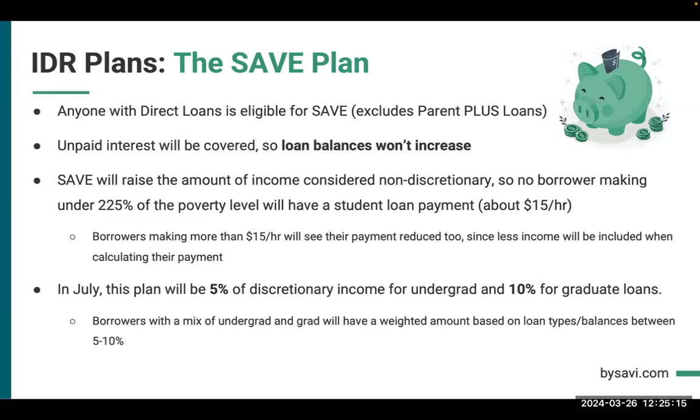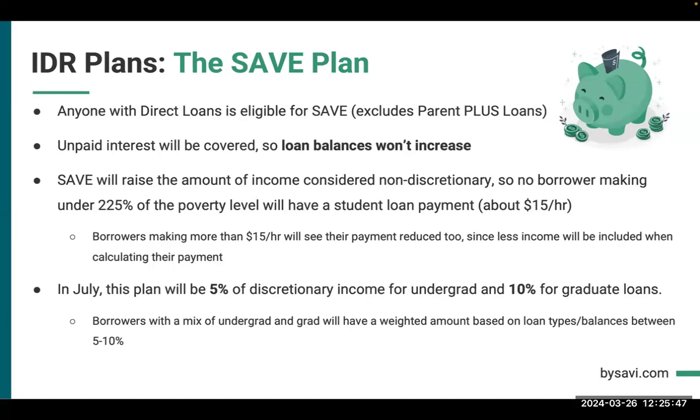Another thing about the SAVE plan is that it raises the amount of income considered non-discretionary, so that no borrower making under 225% of the poverty level will have a student loan payment. So that's about $15 an hour, about $33,000 to $35,000 a year. Now, let's say you're making more than $15 an hour. Well, you will also see your payment reduced as well, since less income will be included when they're calculating your payment. So that is what's gone into effect so far for the SAVE plan.